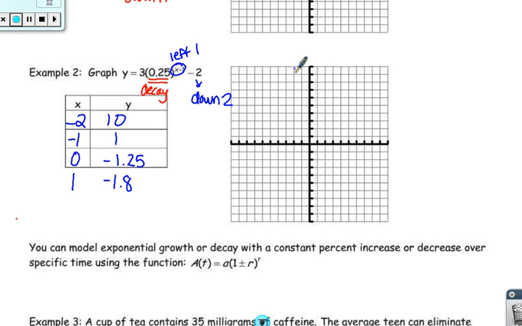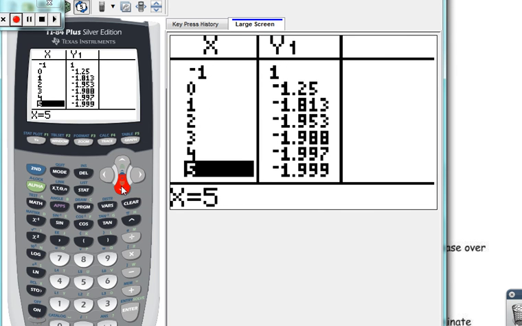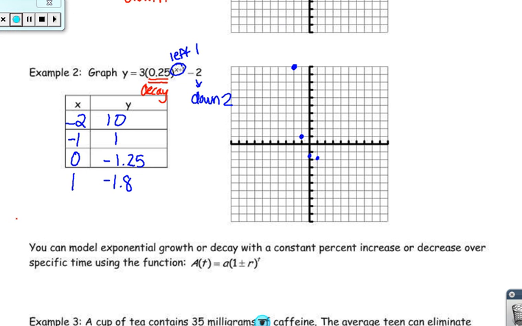So -2, 10 is at the top of my graph. -1, 1. 0, -1.25. 1, -1. 0, -1.25 is underneath 1. 1, -1.8 is right above -2. And we saw from our table, the graph just keeps going. So at -2, I have an asymptote. So when we go to draw this graph in, it's going to come down quite rapidly and then flatten out.